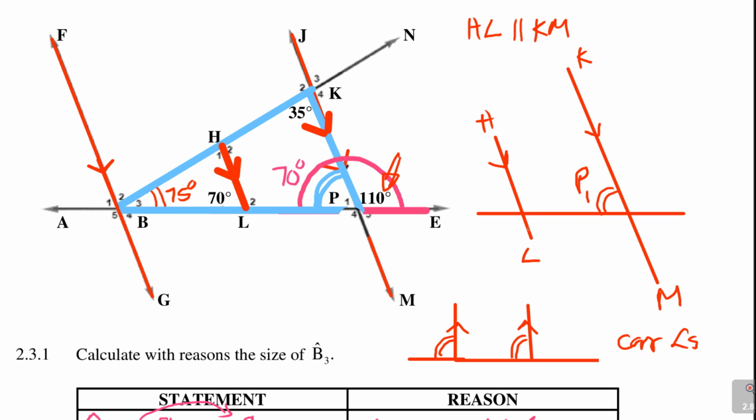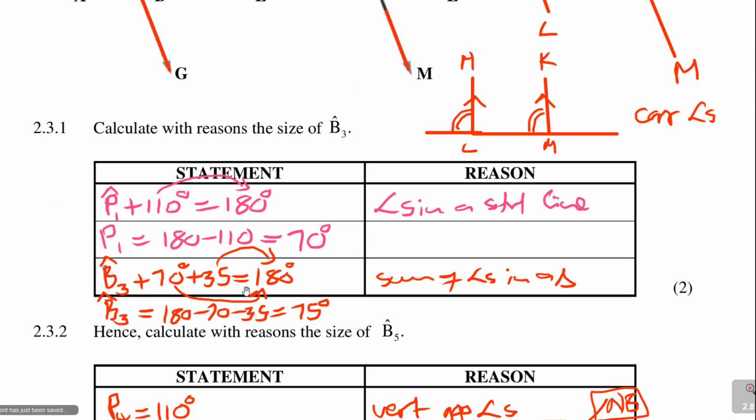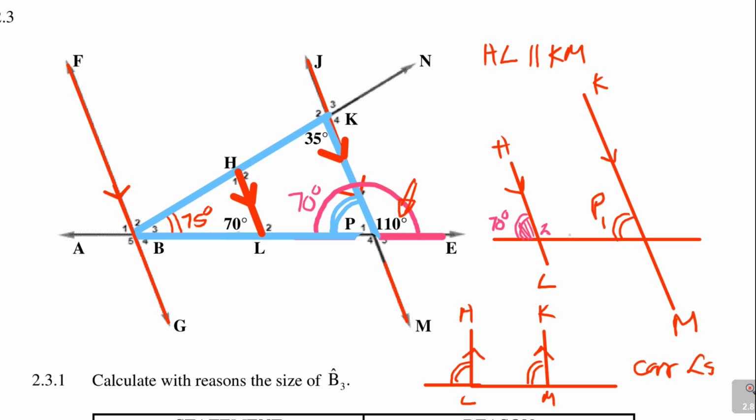Why? Because HL is parallel to KM. So in this case, this will be your HL and this will be your KM. So the angle that is equal will be that angle. Remember, this is 2, and this angle is 70 degrees. And then what was P1? P1 was also 70 degrees. So do you see that it shows these two lines are parallel? Why? Because 70 degrees is equal to 70 degrees. It means these lines are parallel.